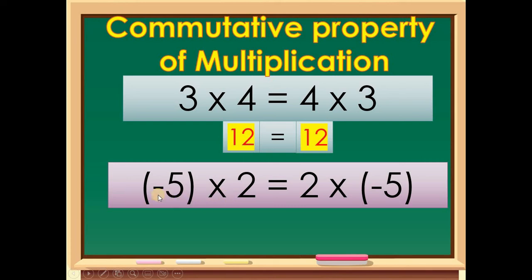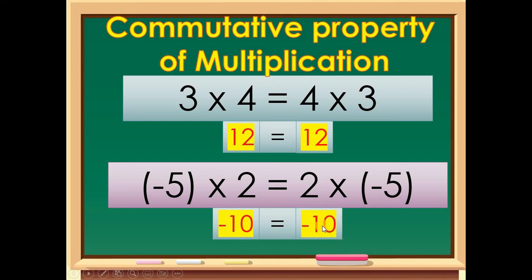Balik tayo naman dito. I-multiply nga natin ito. Negative 5 times 2, so that is negative 10, while 2 times negative 5 is equivalent also to negative 10. So hindi rin nagbago. Ito yung tinatawag na commutative property of multiplication. Kahit baliktarin mo yung mga factors, hindi magbabago ang kanilang product.